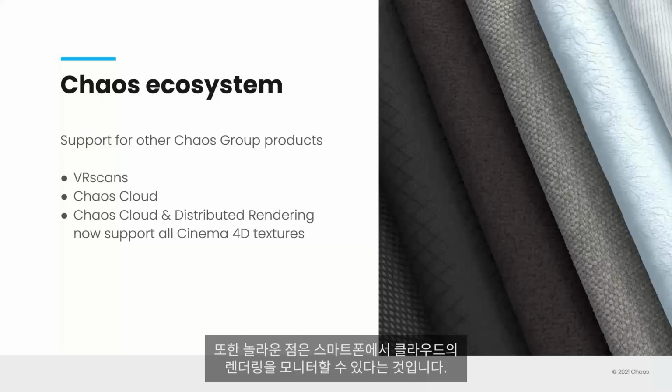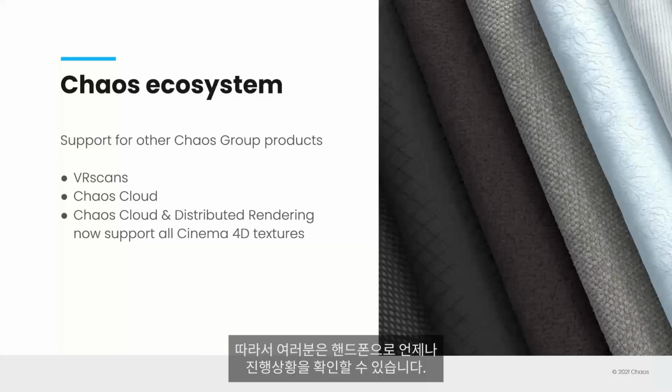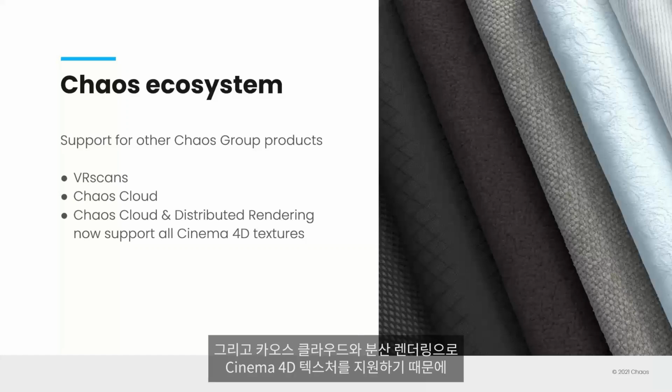In fact, a cool thing too is that you can even monitor your render on the cloud from your smartphone. So you can even go mobile and keep an eye on how things are going. And in addition to that, we also now support Cinema 4D textures with Chaos Cloud and distributed rendering. So if you've ever tried it before and had any issues with Cinema 4D textures in particular, I think you'll be pleased to know that the Chaos Cloud and distributed rendering are both supporting those now.